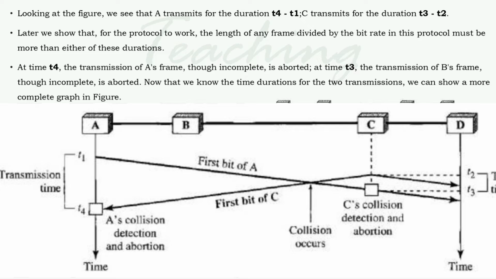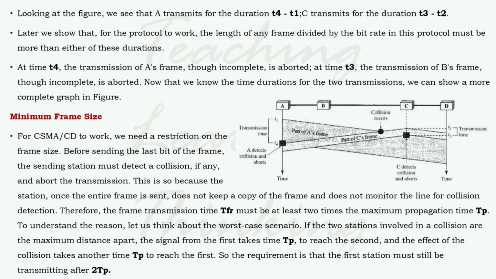Now we know the time duration for these two transmissions, and we can show it completely in a figure. So this is shown in the figure. Here there are four stations, and T1 to T4 is the transmission time of A, and T2 to T3 is the transmission time of C. A detects a collision and aborts at T4, and C detects a collision and aborts at T3. So this is one of the parameters for minimum frame size.